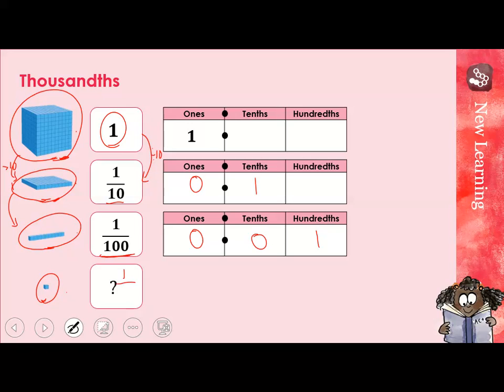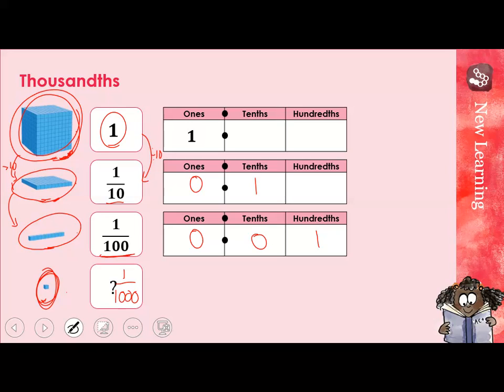Well done if you identified that. We're going to call that one thousandth: 1 as our numerator, 1,000 as our denominator. 1/1000th is if we had one whole and split it into 1,000 equal parts to make up that one whole.